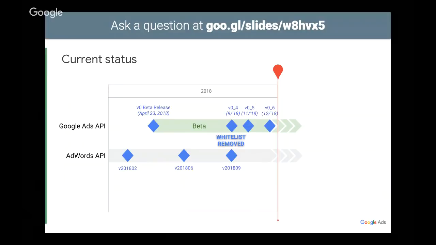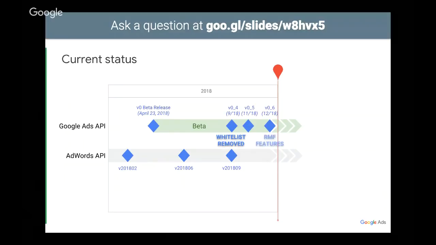The first thing I want to bring to attention is that in V04, we removed the whitelist for the Google Ads API beta. What that means is you don't necessarily need to sign up. All you have to do is have a developer token like you have with our normal AdWords API. You create your project in the developer console, and you can start using this API without any whitelisting or having to be on any special list.